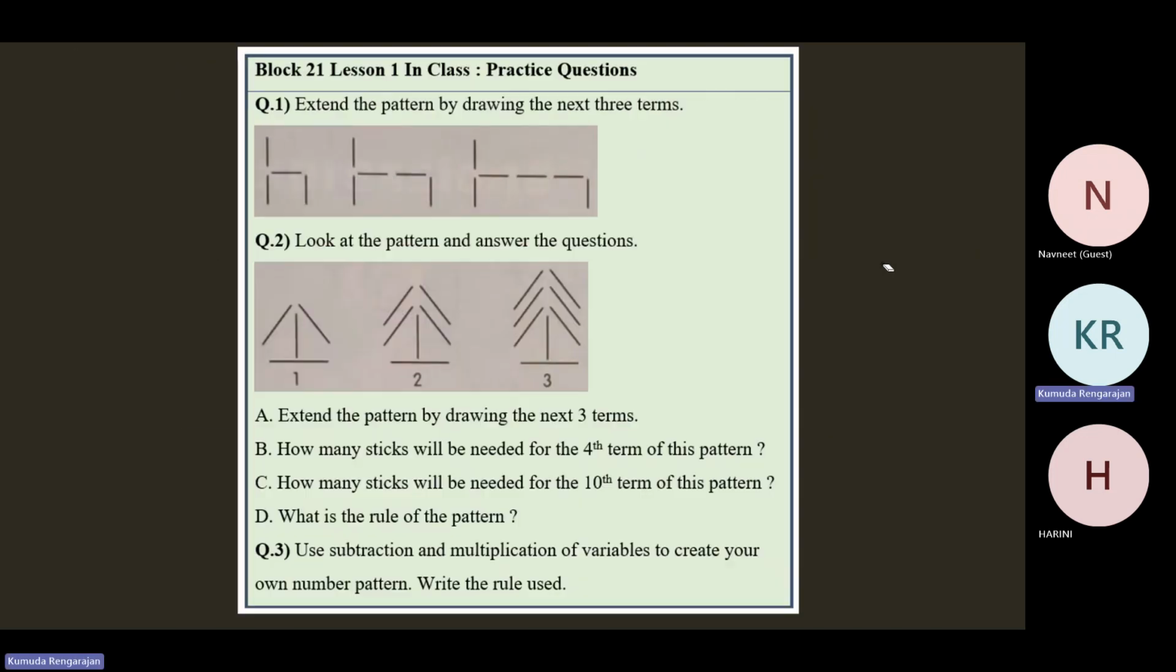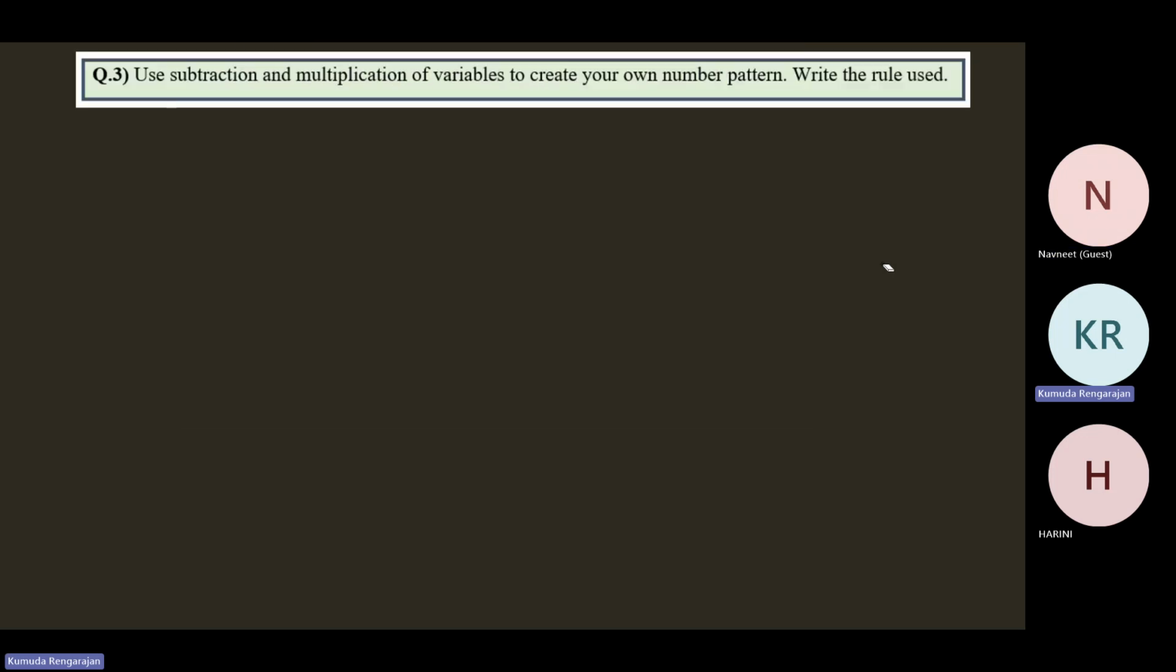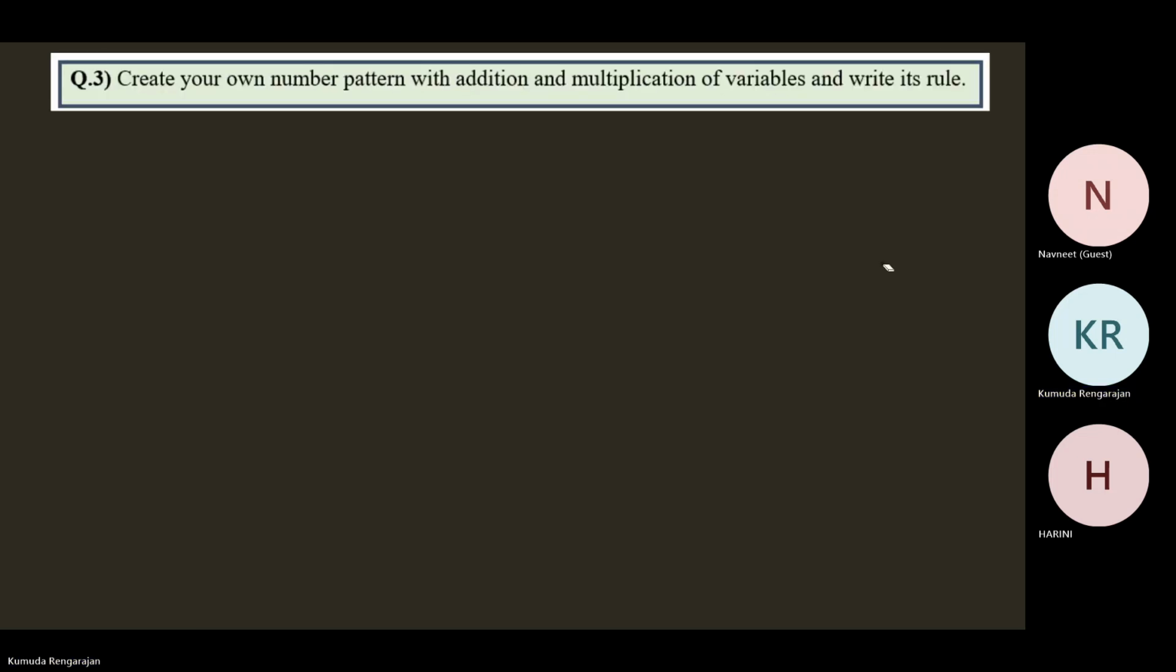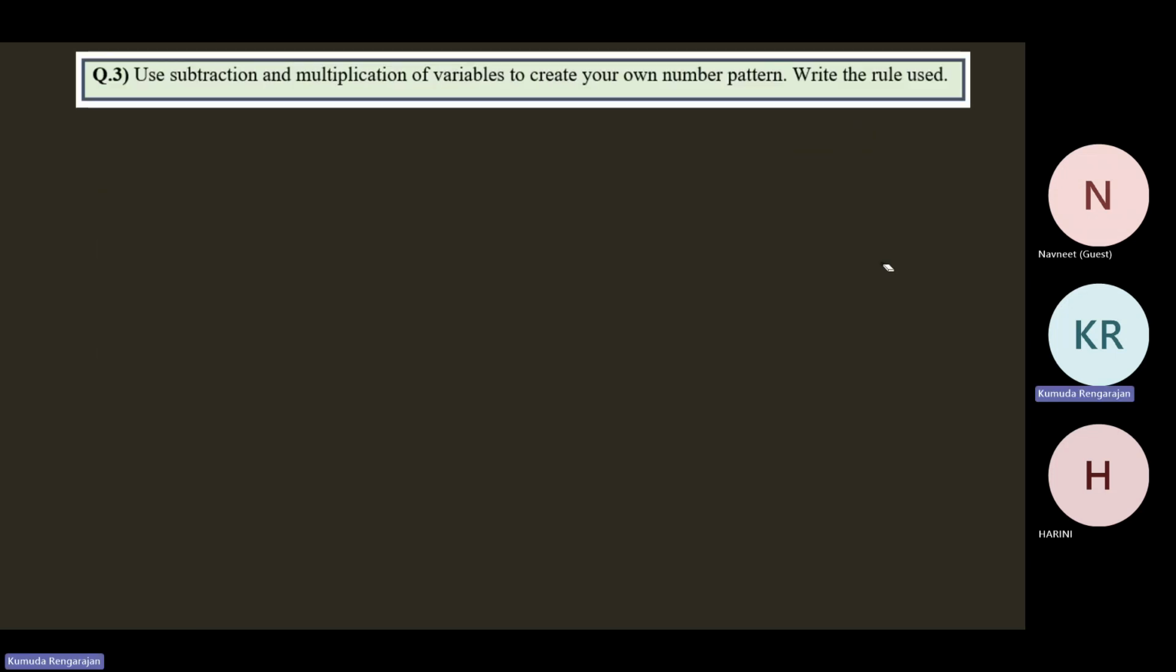This is in class, children. This is homework. 1 and 2 you do as homework. We'll do the third one here. Similarly, in the workbook, you do 1 and 2. Third one we'll do it now. So this is in class, third one.